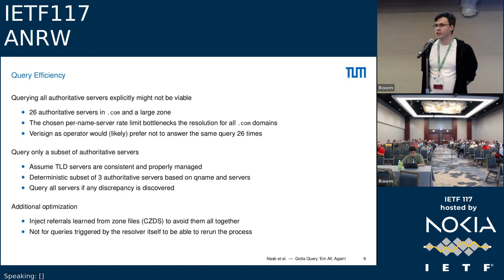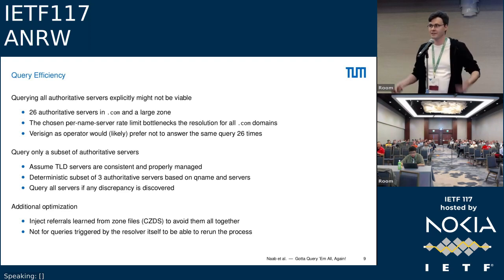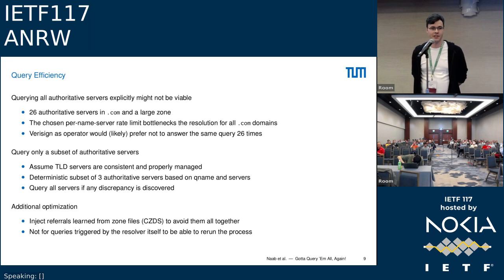If we query all name servers, that might not be completely viable. For example, the .com zone has 26 authoritative servers based on IP addresses. There might be more servers, there might be fewer; I'm interested in information there. And it's a very large zone. So if we resolve a lot of names, we're going to hit a lot of Verisign name servers, and if we employ rate limits on our own, that's going to be the bottleneck for our resolution. And I would assume that Verisign as an operator would prefer not to answer the same questions 26 times if we can avoid it.